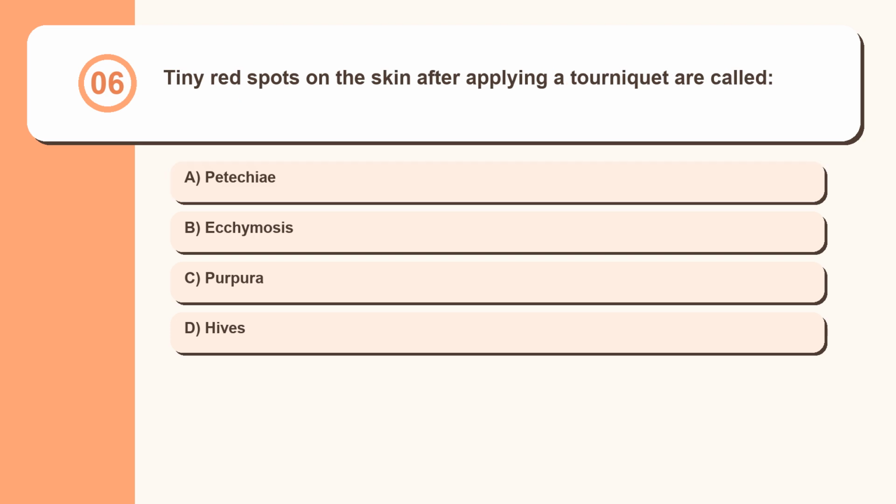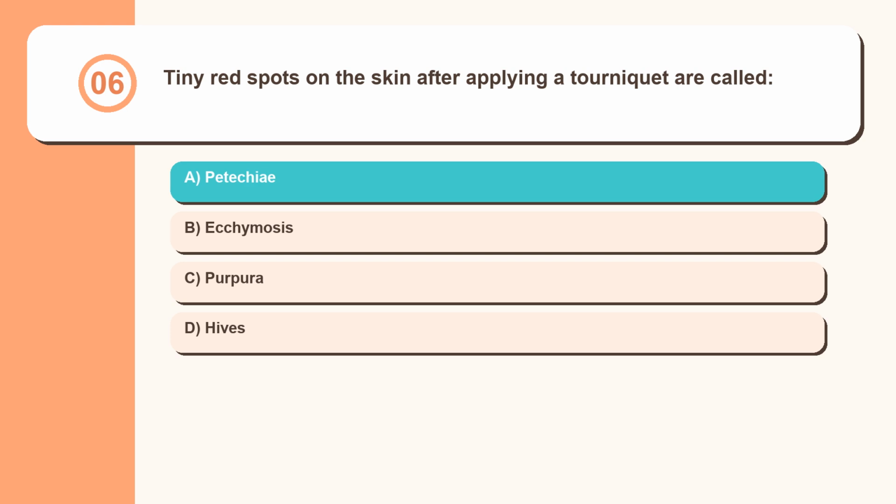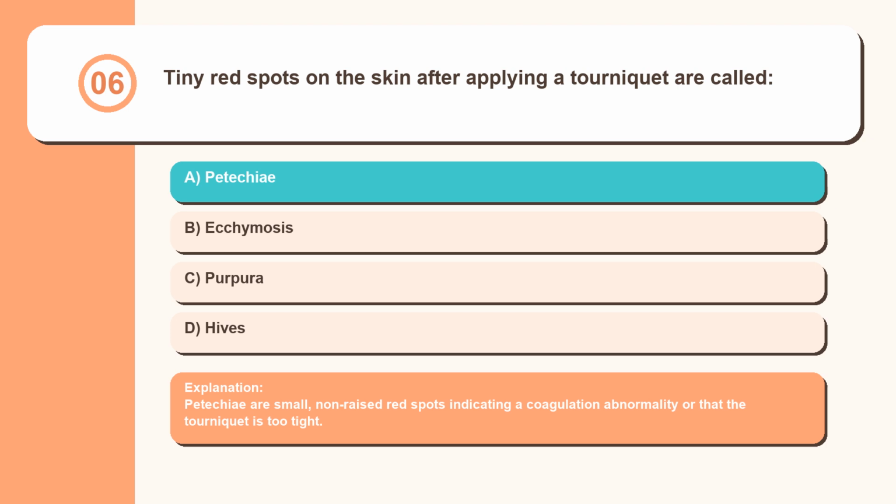Question 6. Tiny red spots on the skin after applying a tourniquet are called petechiae, ecchymosis, purpura, hives. Petechiae are small, non-raised red spots indicating a coagulation abnormality or that the tourniquet is too tight.